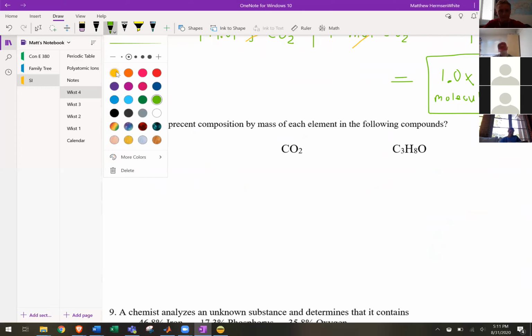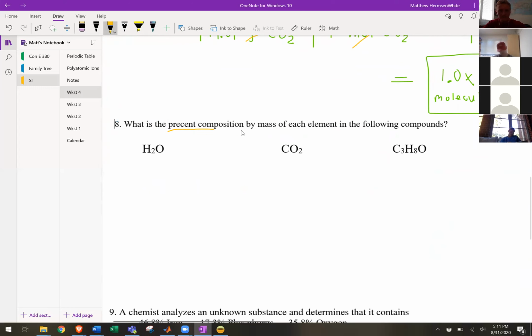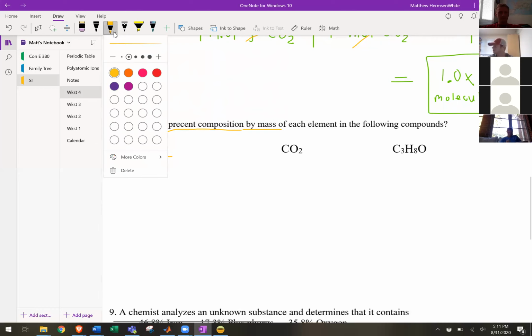So the last topic today is percent composition by mass. A percent composition by mass is saying if you have some sort of a compound, what percent of the mass is made up by hydrogen, for example, and what percent of the mass is made up by oxygen. So let me do an example, and then I'll let you do a couple on your own.